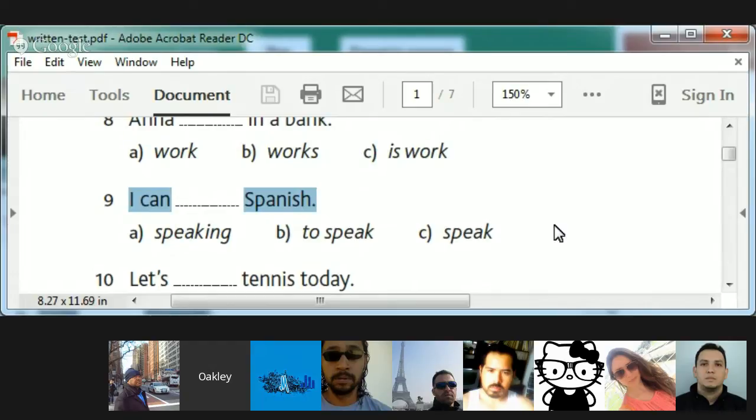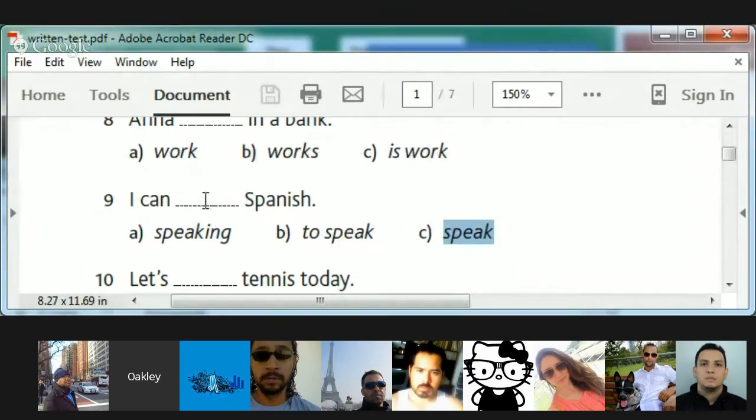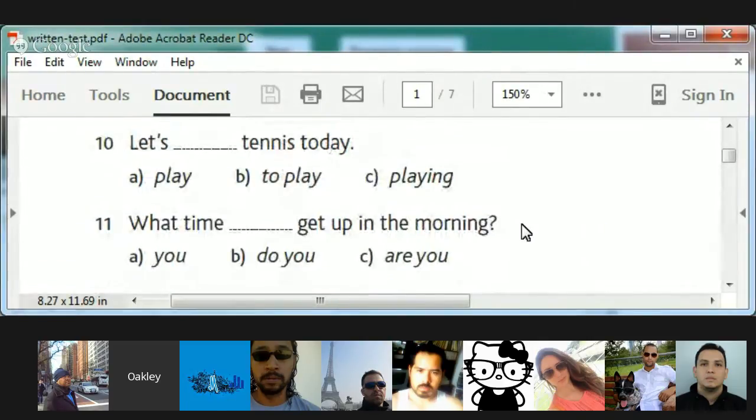Okay. Mustafa, back to you, number 9. I can speak Spanish. Can you? Yes, I can. Hola, ¿cómo está, Mustafa? Okay. I can speak, use of the simple present with modal. Yep, there it is, simple present. Very good. Okay, we're whipping through this stuff.